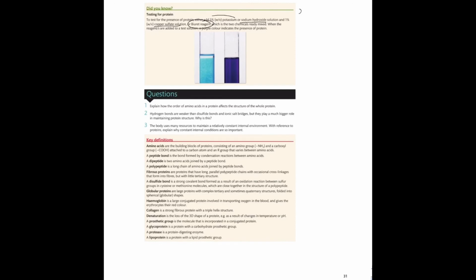And then you add 5% potassium hydroxide, you mix it together, and then you're going to take the solution that you're testing and you put it in here. If it turns purple, that is a confirmation that you've got protein present. And that's why the test for proteins is called the biuret test. Biuret test tests for proteins. And that's it.